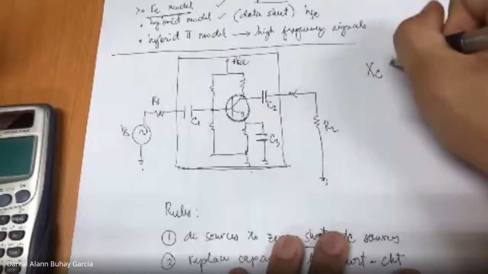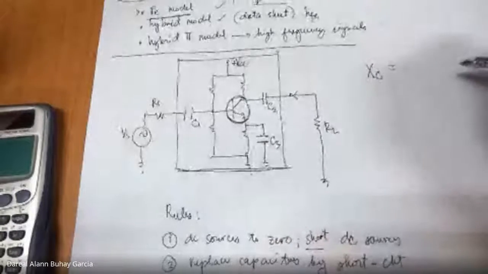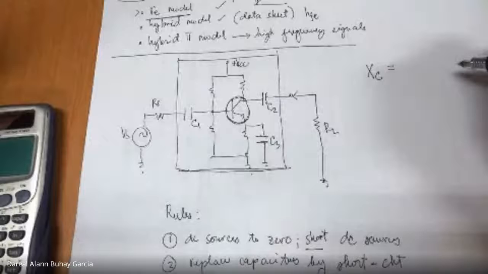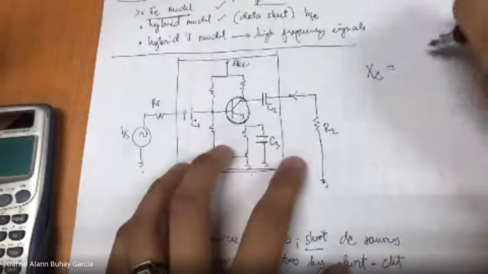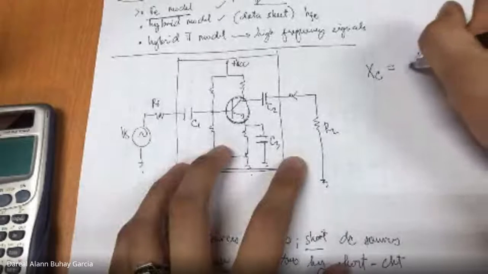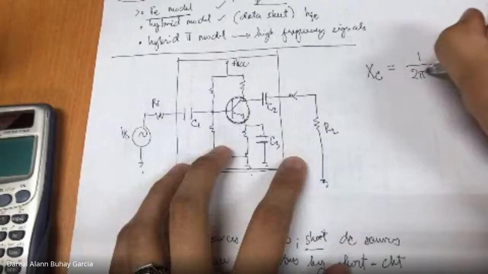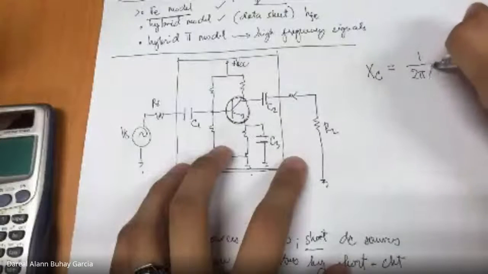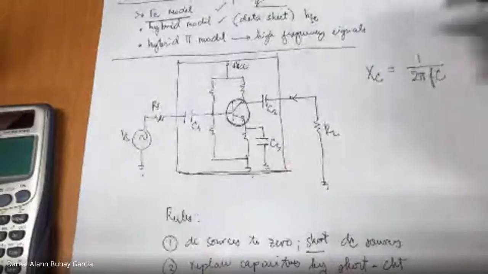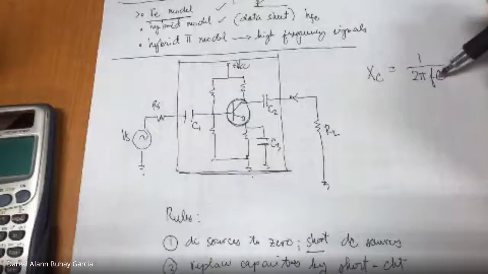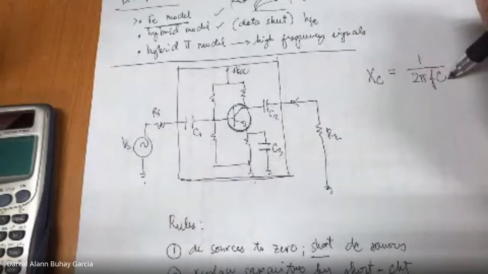Okay, formula sa reactance, XC. Reactance is equal to 1/2 pi FC, no? So F is frequency, C is the capacitance.